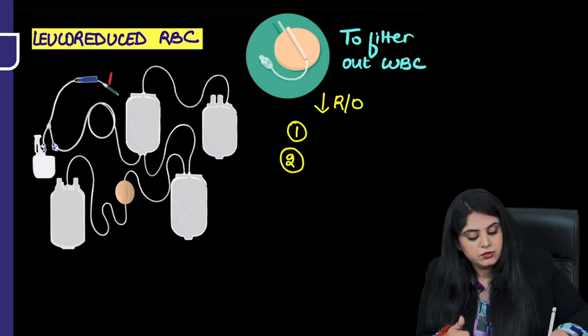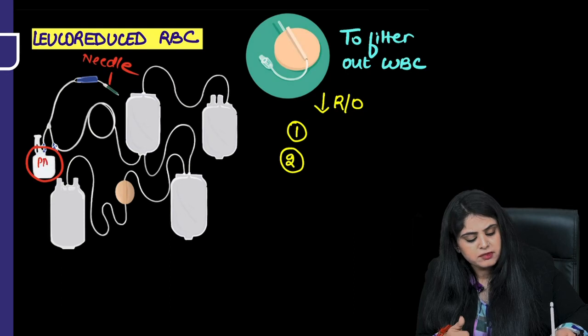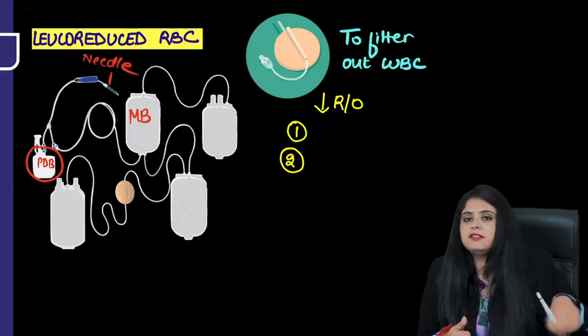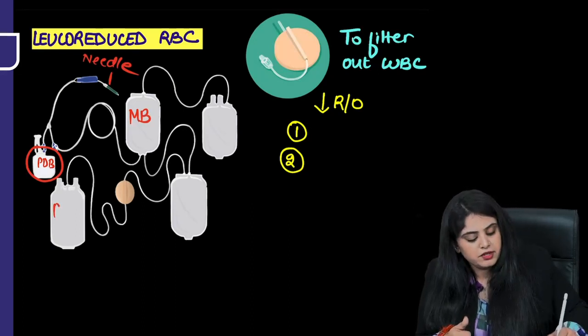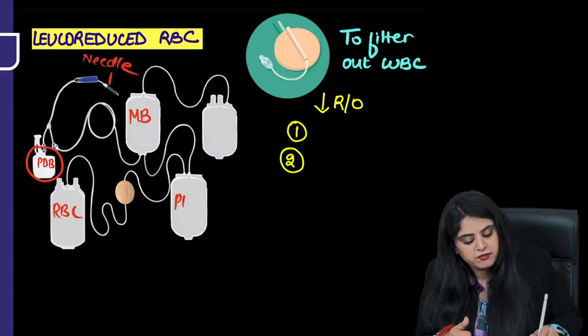Let's label. You say, ma'am, this one must be the needle. Then this small pouch must be the pre-donation bag. Then finally, this is the mother bag. And the rest must be the different component bags. Here you're going to have RBC. Here, you're going to have platelets. And here, you're going to have plasma, right?